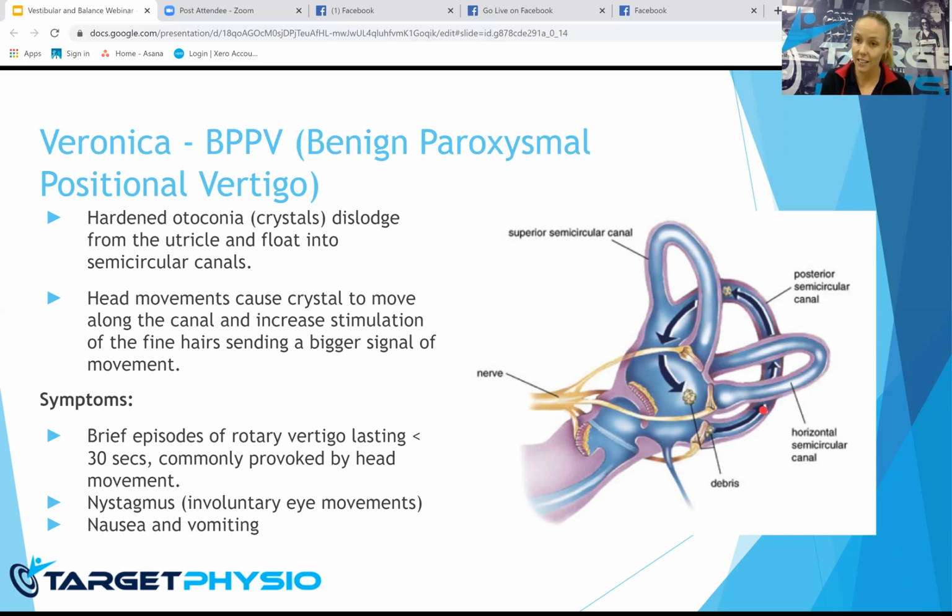This causes dizziness. So we get brief episodes of rotary vertigo, which is like the world is spinning around you, which can last for normally less than 30 seconds. It's normally around 5 to 10 seconds, but is really commonly provoked by head movements. Like Veronica was saying, rolling over in bed would set off that world spinning dizziness. You get nystagmus, which is involuntary eye movement, which is set off by that vestibulo-ocular reflex, which we were talking about previously. You also get nausea and vomiting from feeling off balance and dizzy.